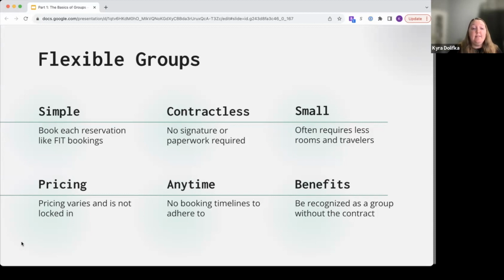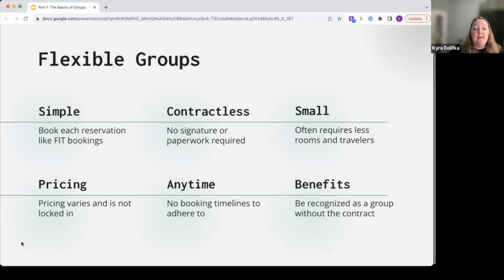Pricing. This is one of the downsides to a flexible group because the pricing is varied and it is not locked in. So if someone books today, they're going to get today's price. If someone else books in a week, they're going to get the price of that day. So the pricing is not locked in.